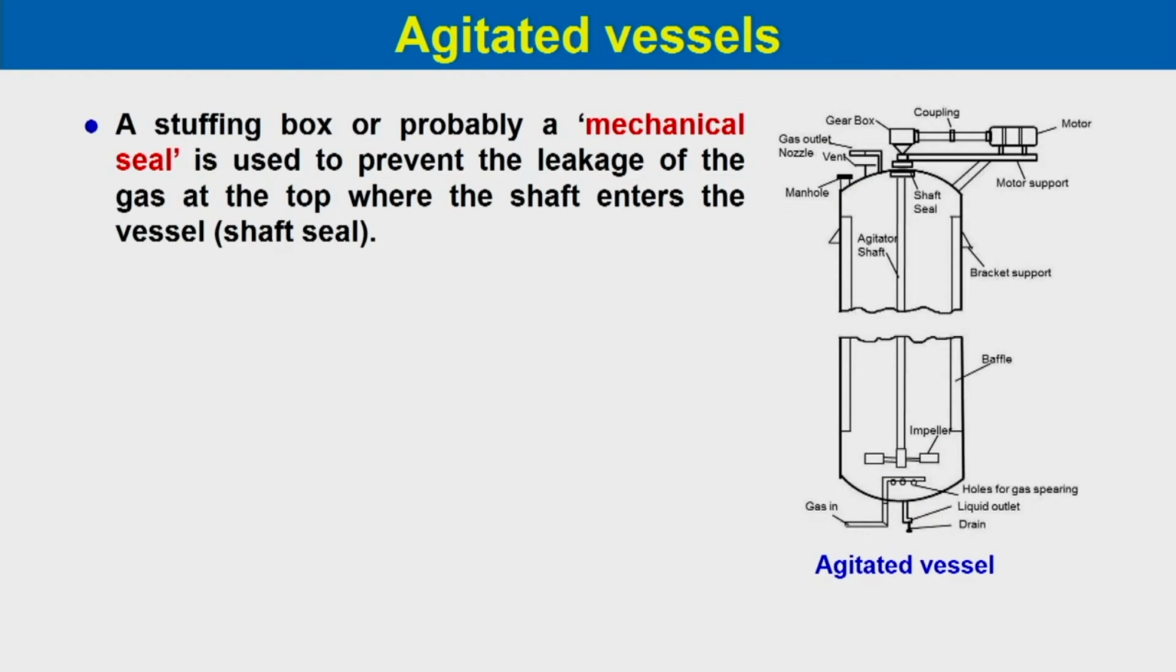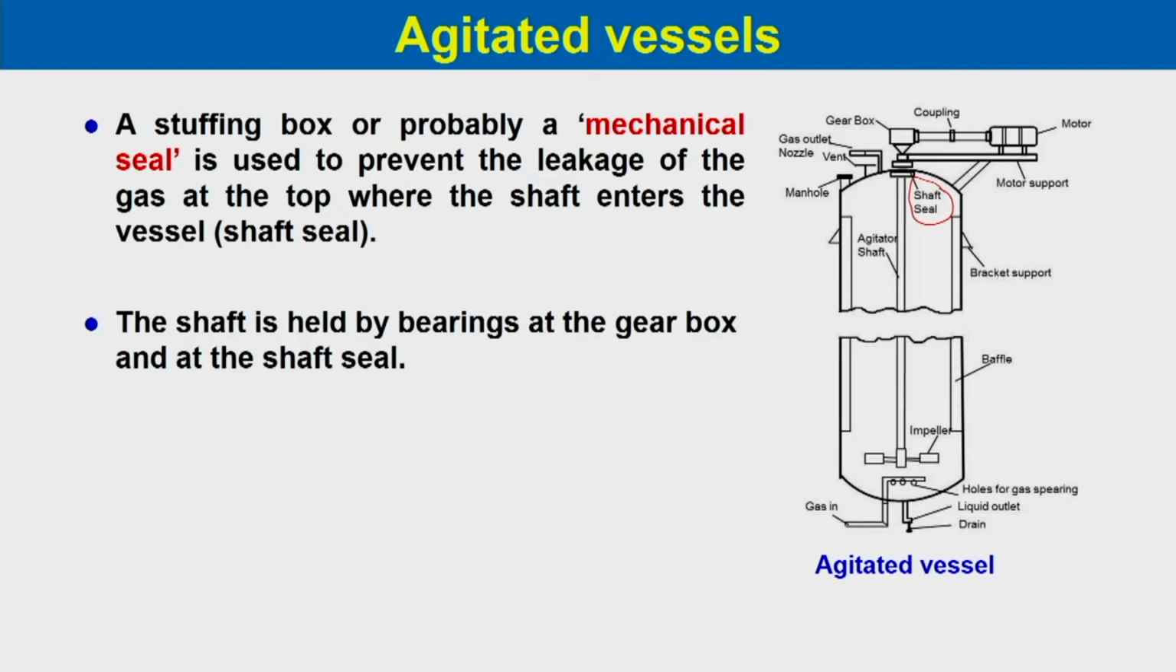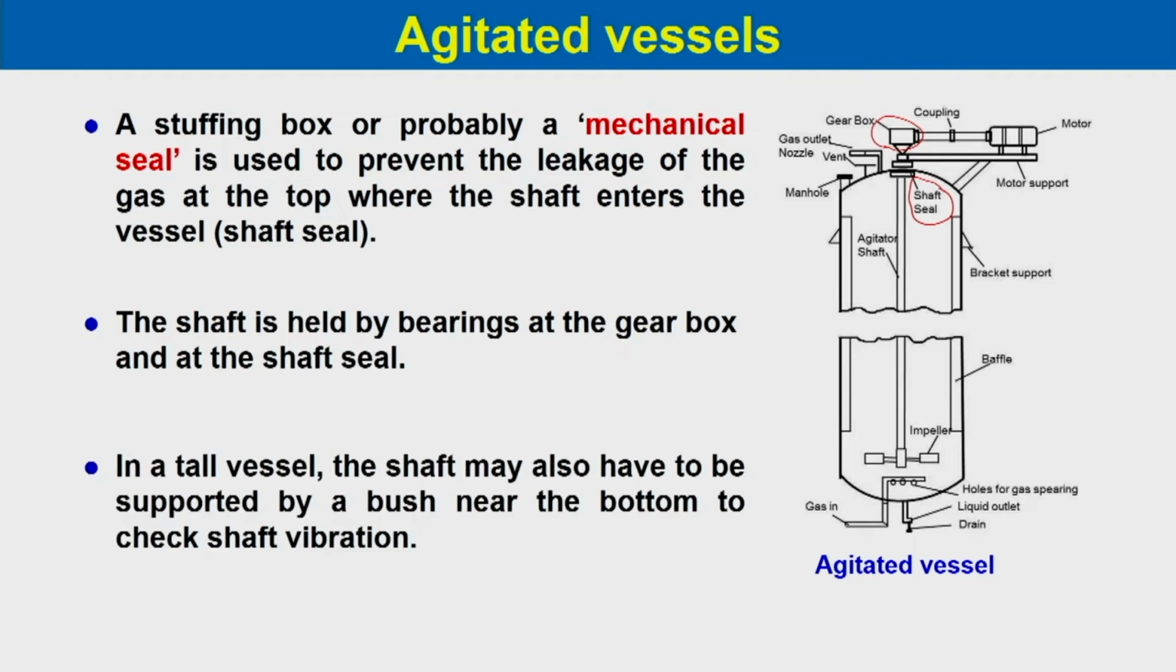A stuffing box or probably a mechanical seal is used to prevent the leakage of the gas at the top where the shaft enters the vessel. So, you can see the shaft seal is provided over here, that is required in the stuffing box. The shaft is held by bearings at the gearbox and at the shaft seal. You can see the gearbox over here with a shaft seal. This is required for the arrangement of the impeller.